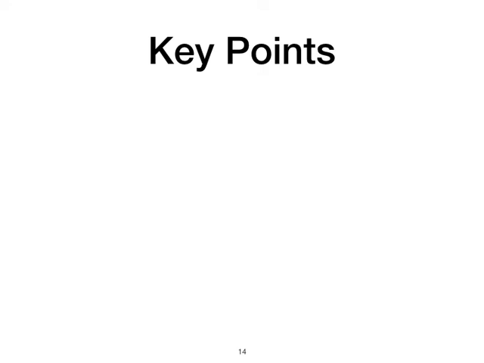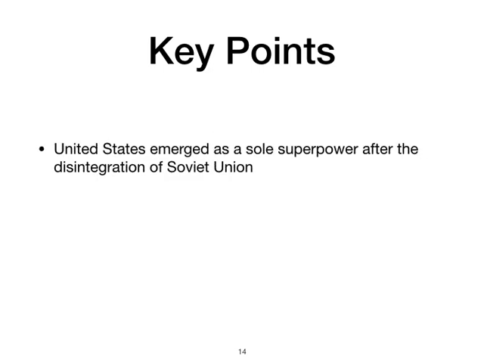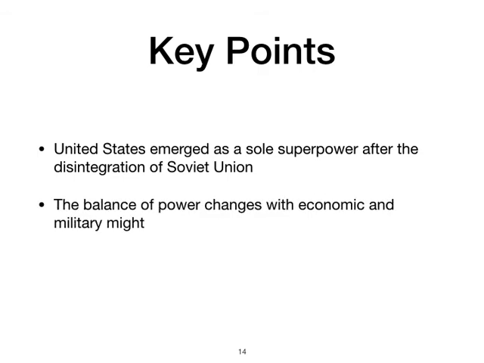The key points are that the United States emerged as a sole superpower after the disintegration of the Soviet Union, and the balance of power changes with economic and military might. As I said, the two important points are economy and military might. Military equipment and how powerful your army is also matters a lot when defining and explaining the unipolarity and bipolarity of the world. Economics plays a key role. So these are the important points.